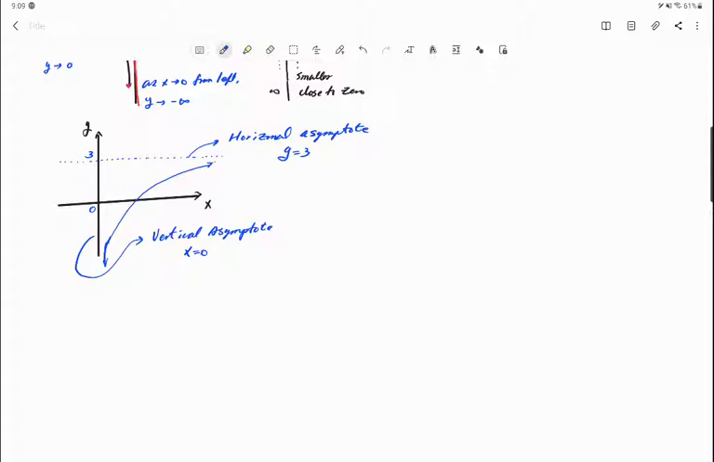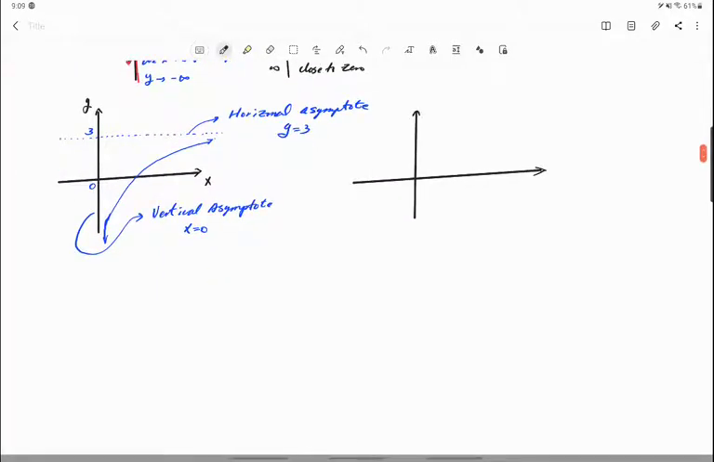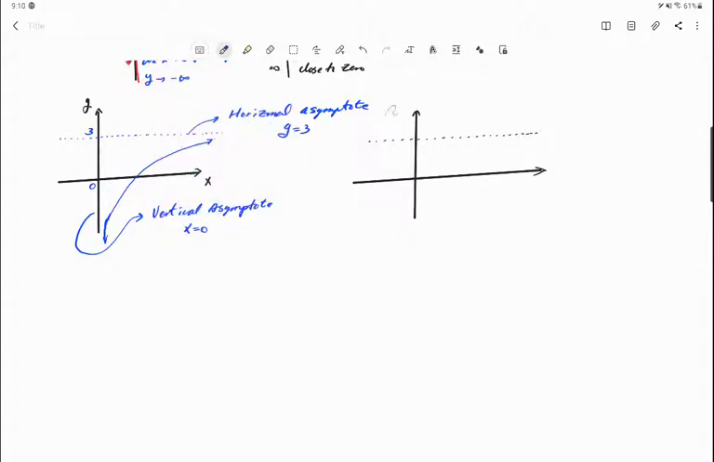Horizontal asymptote, vertical asymptote. We can try a little more example like this. X-axis, y-axis. And let's say there is also a horizontal line. Let's say the graph looks like this, coming down, then going up, and approaching the horizontal line like this. In that case, this is a horizontal asymptote. Let me write horizontal asymptote.